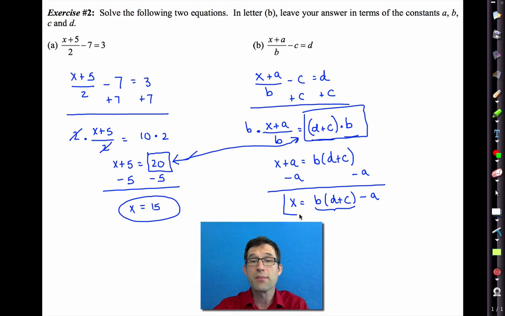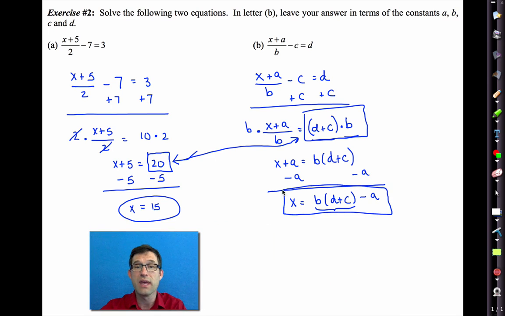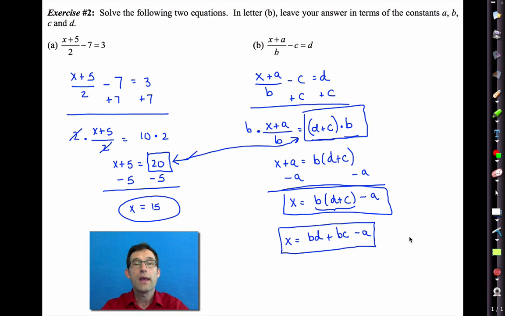Now again, this is a perfectly good answer. X equals B times the quantity D plus C minus A. But you could see variations where that B has been distributed, so B times D plus B times C minus A, and that would also be a perfectly good way to leave it. Either way, the real point is that we're mimicking exactly what we did when we knew the constants, with these unknown constants. Letters everywhere.